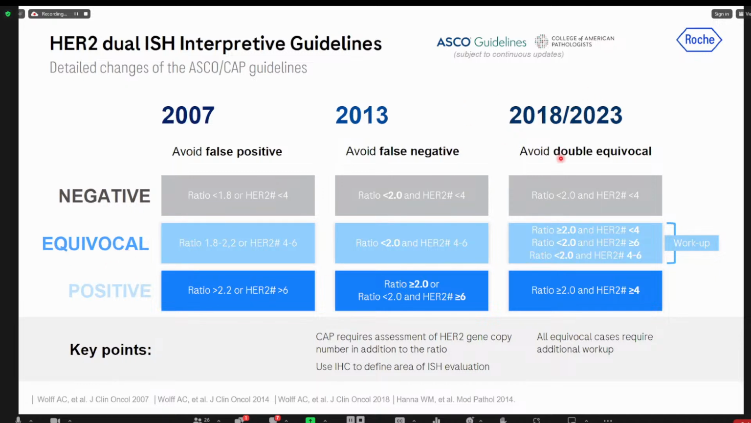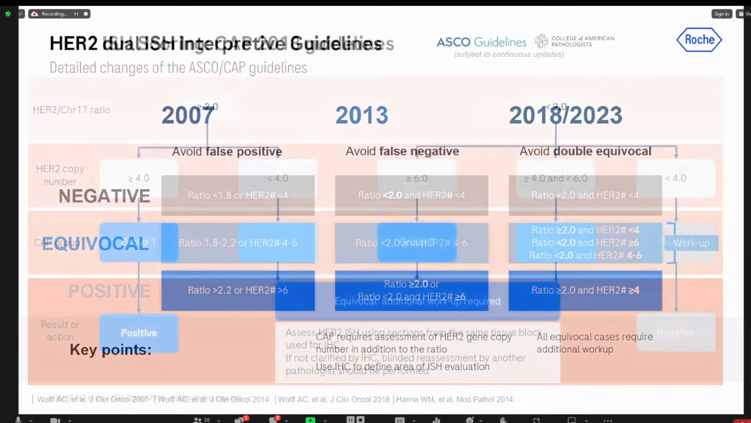And the focus in 2018 was really to try to reduce those numbers of equivocal cases where we couldn't say negative or positive clearly. What it did to do that was really to emphasize the HER2 gene copy numbers, so not only the ratio that we needed before, and the copy number was only between 4 and 6. Now it goes into different situations to capture equivocal groups. These recommendations are really based on real-world evidence that I will show you later.